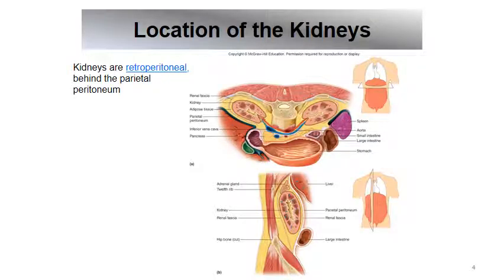Kidneys are retroperitoneal. Do you know this term here? It just means that they are behind the peritoneum. If you remember, the peritoneum is the membrane that surrounds these organs in the abdominal cavity, but the kidneys are not inside of that.